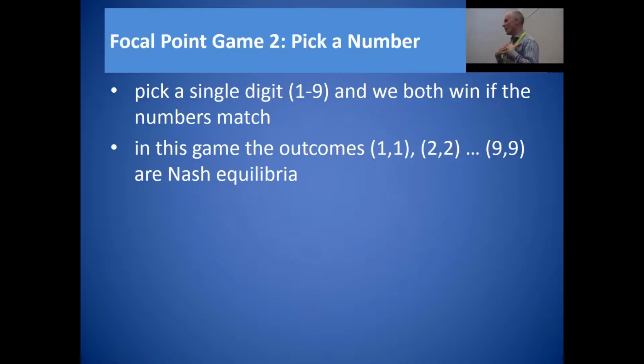So, I've thought about it, numbers between 1 and 9. I know what number I'm going to pick. The question is, what number are you going to pick? Now, it's not a case of picking a random number. You've got to pick a number that you think I'm going to pick. I've got to pick a number that I think you're going to pick. So in this game, there are 9 possible Nash equilibria. You both choose 1, both choose 2, both choose 3, all the way up to where we both choose 9.